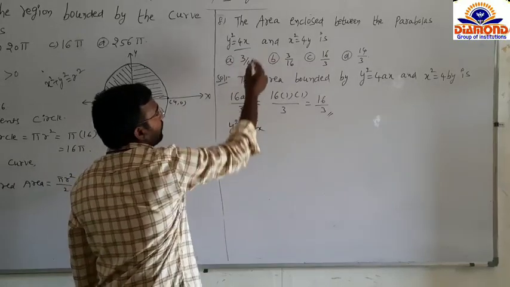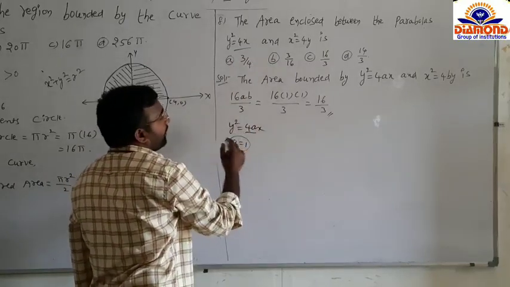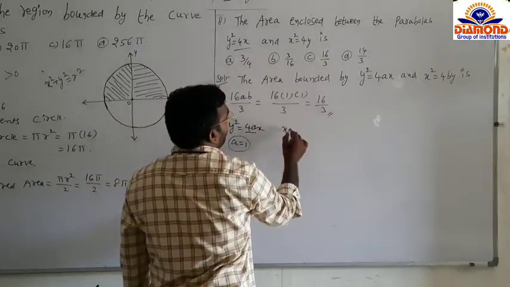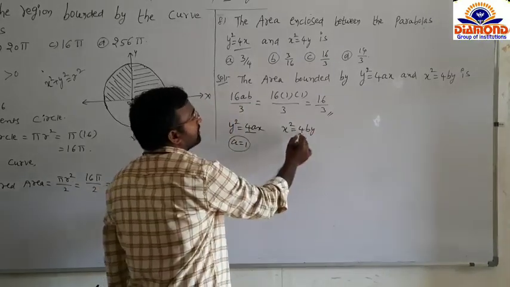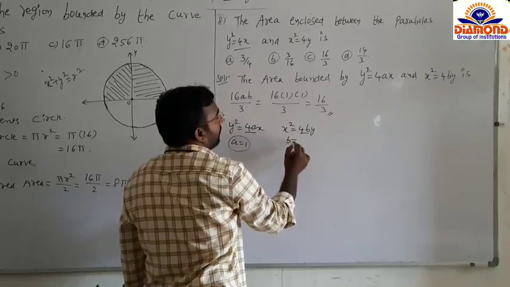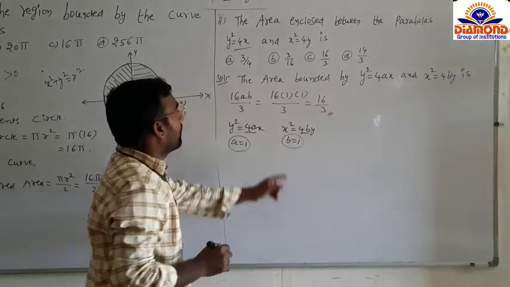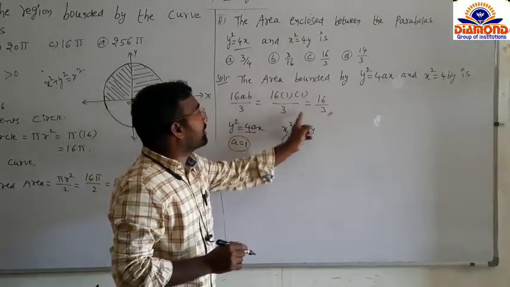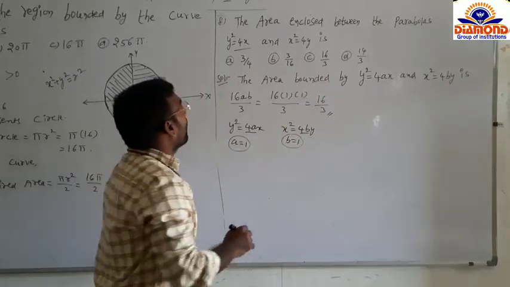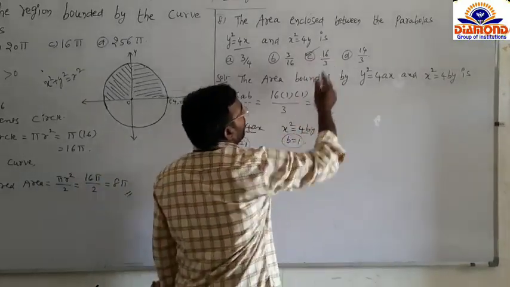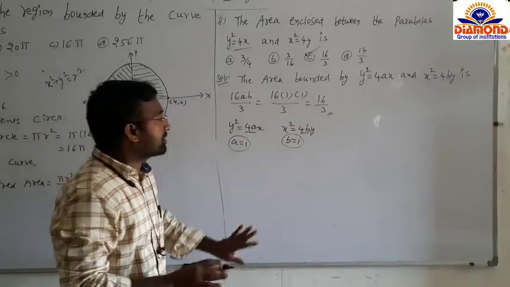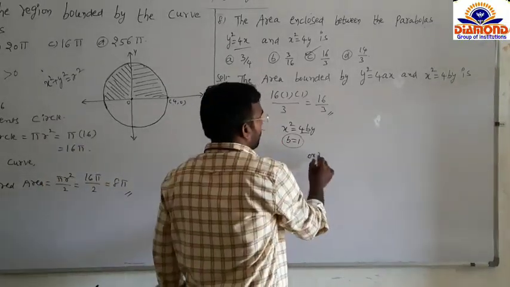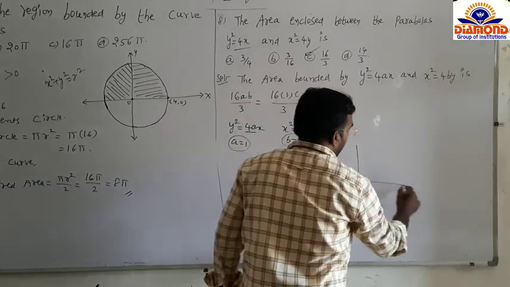Compare these two, you get a value is 1. Next, second curve, compare with x square equal to 4by. If you compare with this one, you get b equal to 1. So that's why answer is 16 into 1 into 1 by 3 equal to 16 by 3. So option is C. So this is a shortcut method. Otherwise, follow the same with the diagram method. Already you know this method.